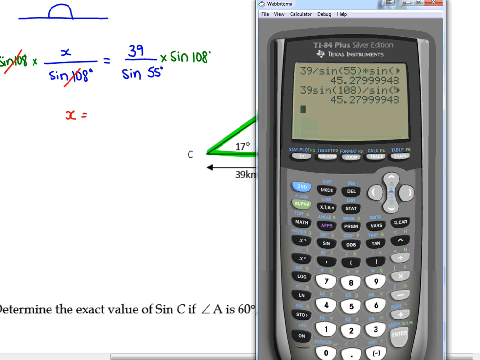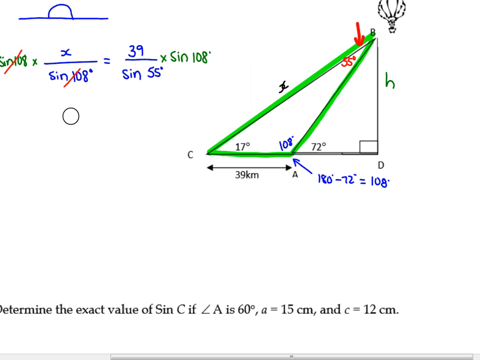Okay, 45. Now, is that our final answer? Is that really what we're looking for? No. So we're going to want to use that exact value later on, right? 45.28 approximately. So now we know that. How are we going to find the height?